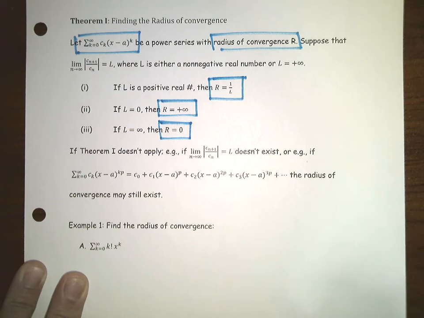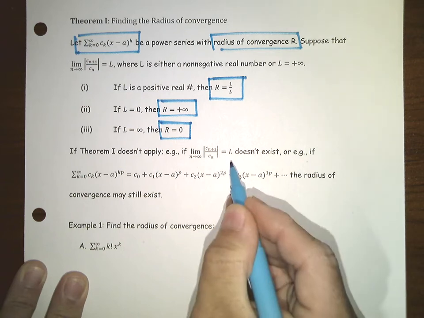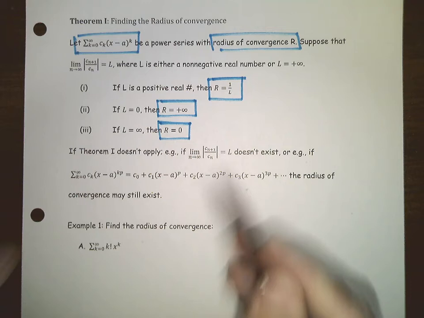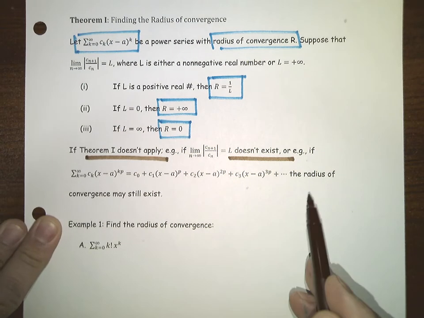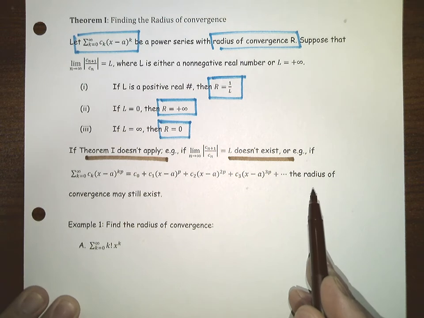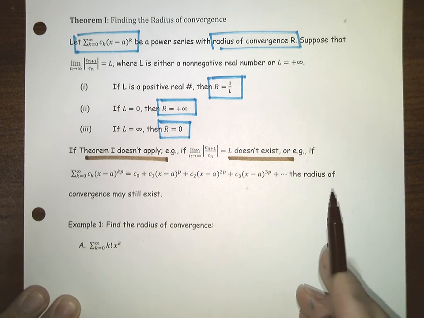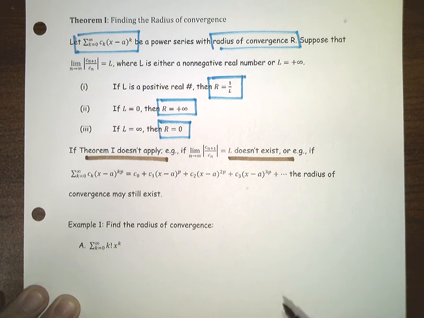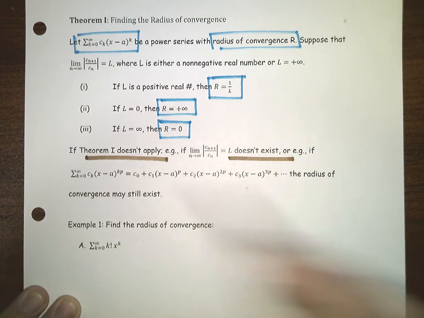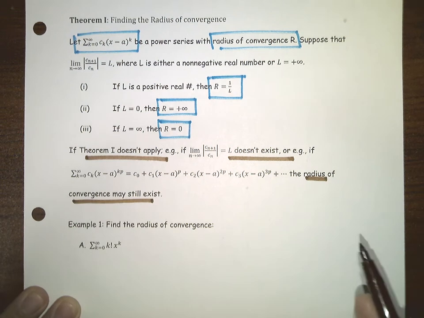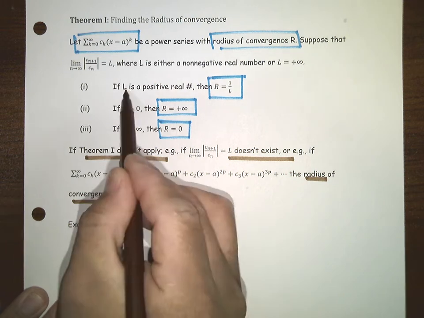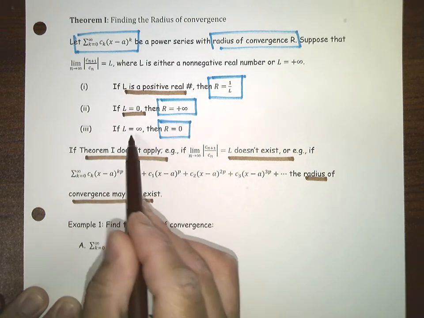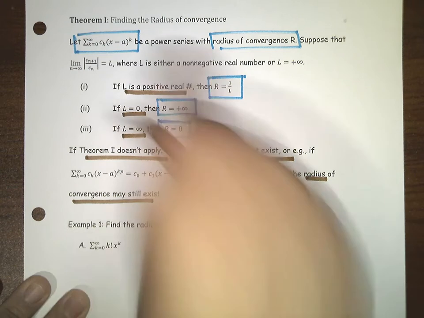But this theorem does not apply if the limit does not exist. So if the limit doesn't exist, then the theorem does not apply. However, it doesn't mean that the radius of convergence doesn't still exist, because there are examples where the radius of convergence may still exist. Keep that in mind as well. So remember, L has to be a positive real number, L has to be 0, or L has to be infinity for this theorem to find the radius of convergence to work.